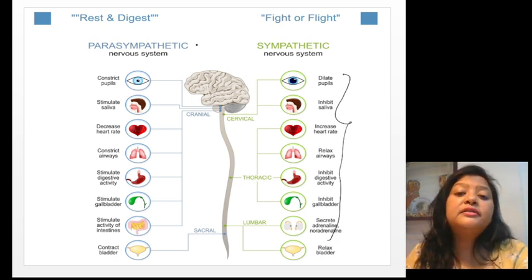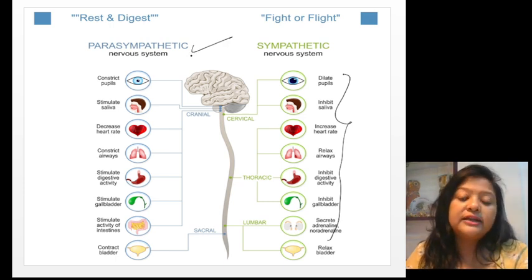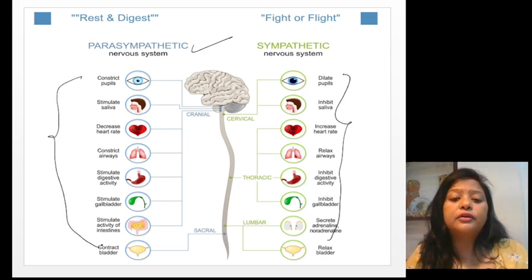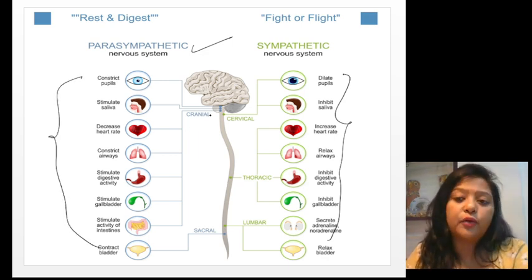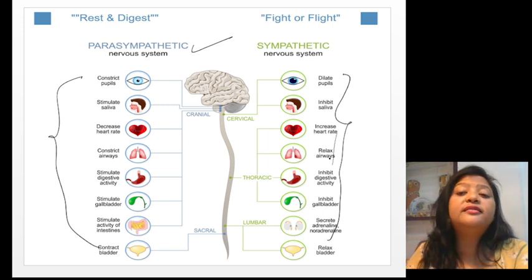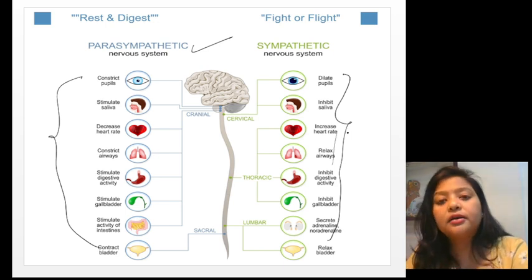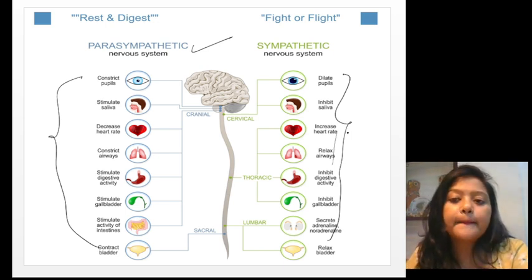Similarly, the parasympathetic is the rest and digest system. That means when your body is at rest, these things are occurring. This leads to the resting of the body, whereas the sympathetic response occurs when there's stress. To know the details, please go to my video on the nervous system.